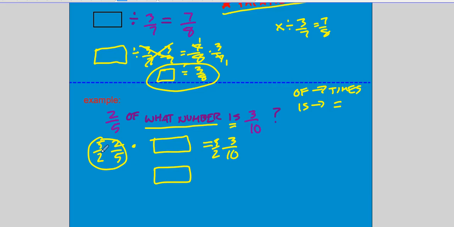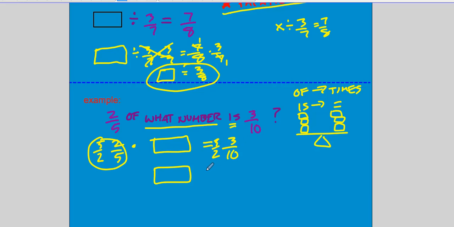But again, what you do to one side of the equation, you have to do the other. Again, it's like a balance. If I have something balanced, and if I'm going to say triple this side, I have to triple the other side also to keep it in balance. So I have to multiply both sides by 5/2. So I'm left with box equals, that is 5/2 times 3/10.